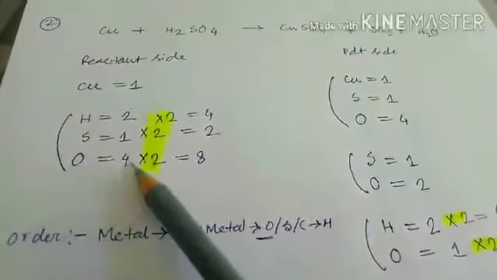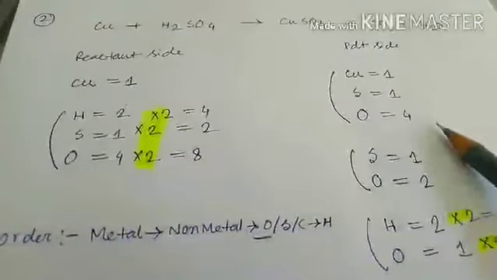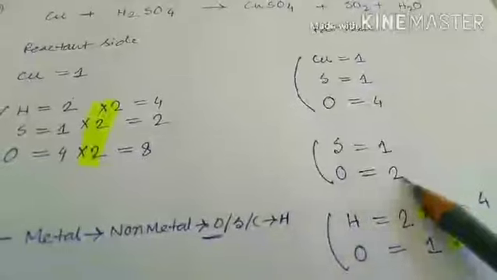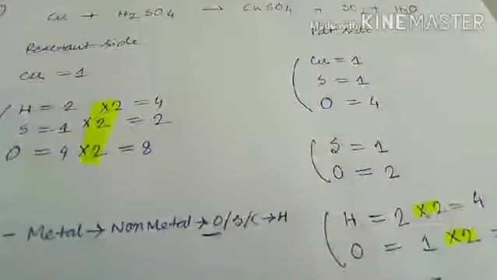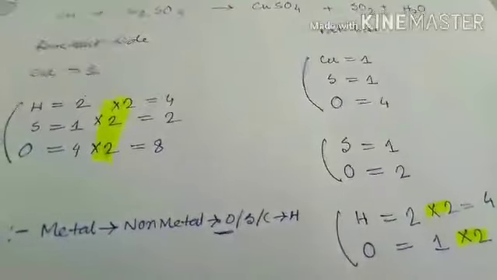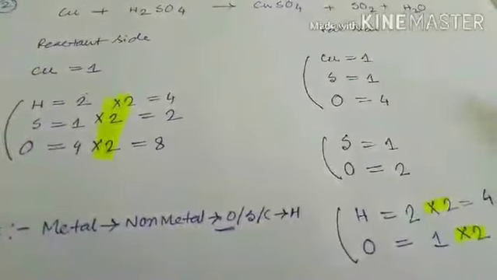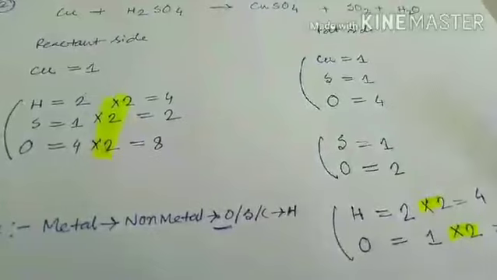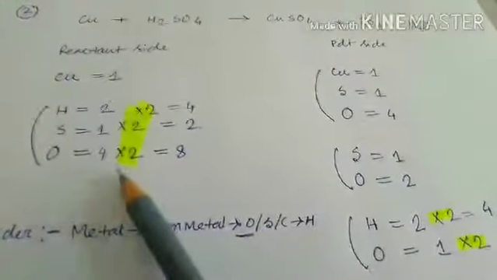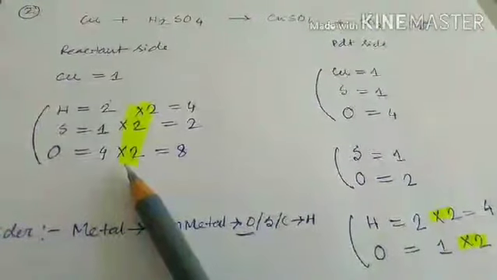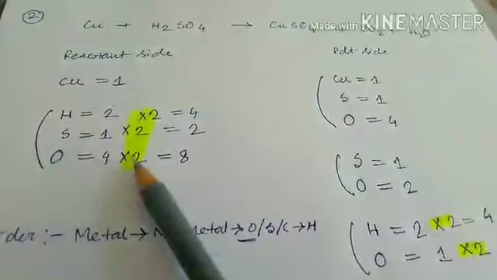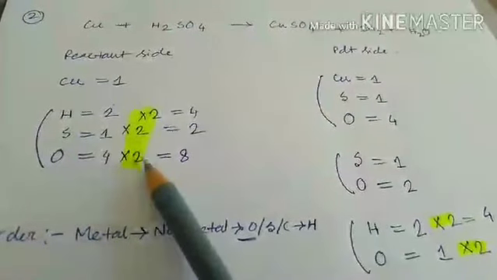The number of oxygen in the reactant side is 4, but in the product side it is 4 plus 2, that is 6, plus 1 for H2O, that is 7. So in the product side the number of atoms of oxygen is 7, and in the reactant side the number of atoms of oxygen is 4. So now we are making it equal by multiplying with 2.